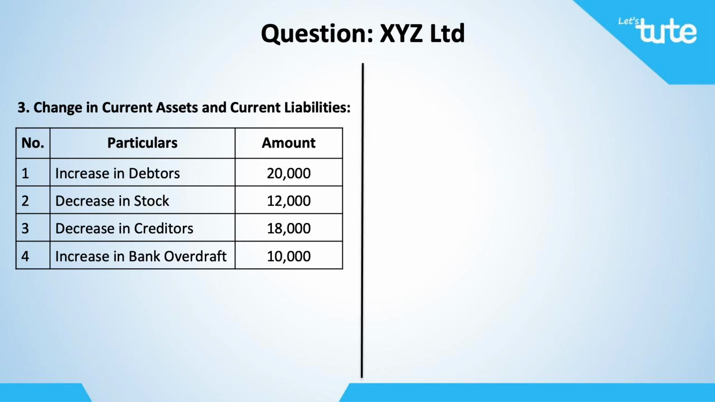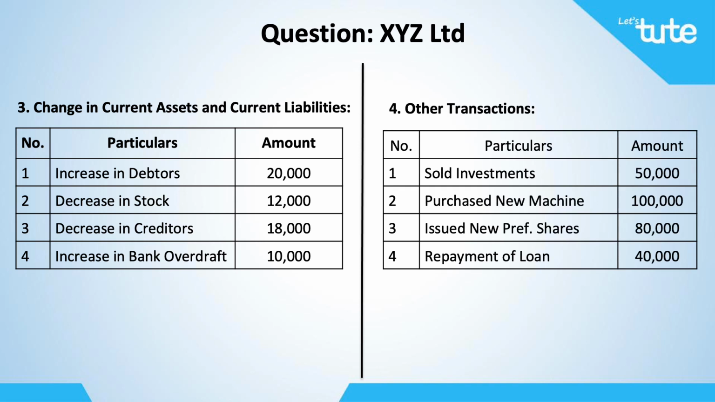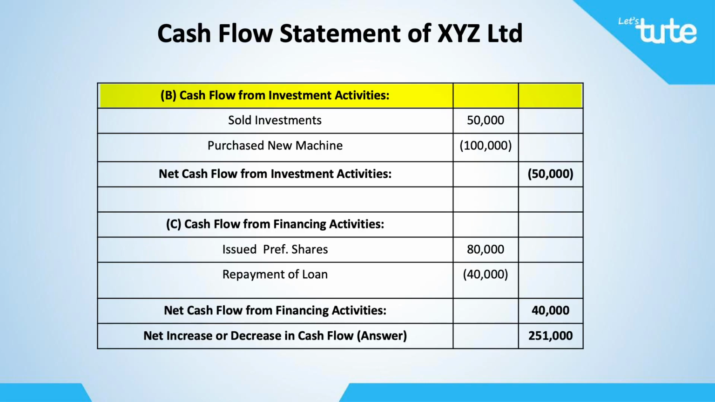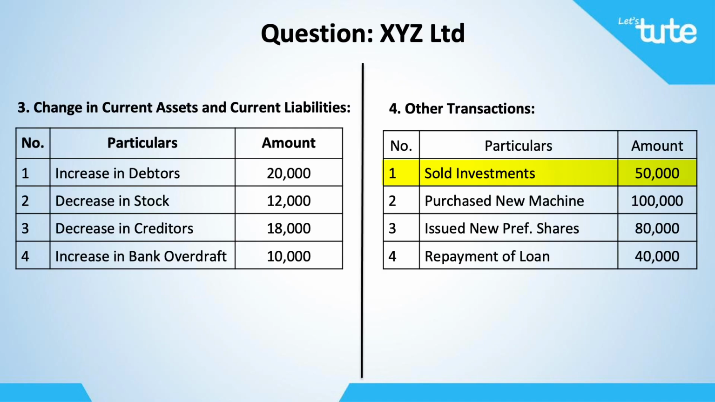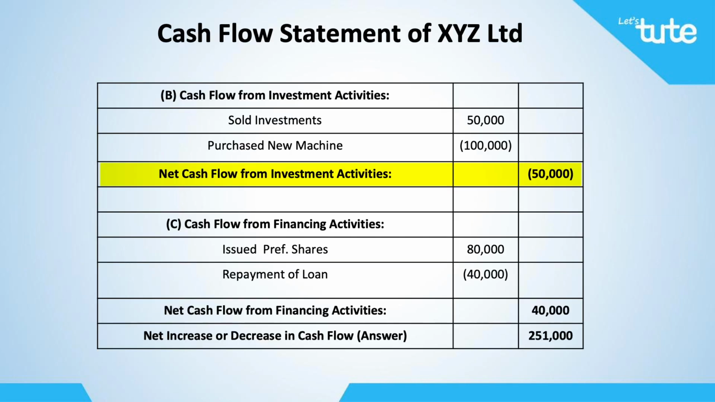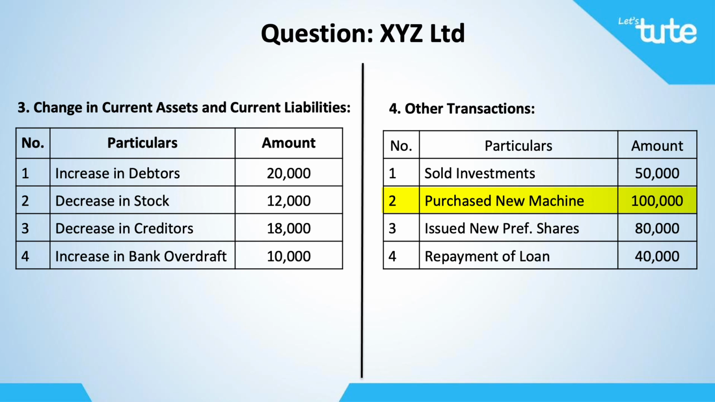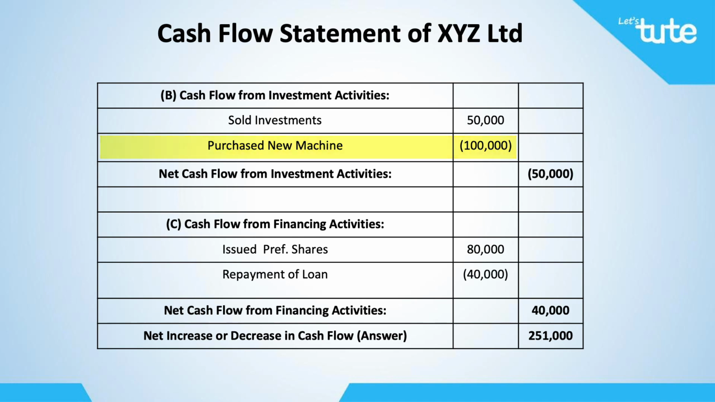Now we need to post the entries of other transactions that come under cash flow from investing activities. As we can see in the solution, the cash inflow transaction of selling investments worth 50,000 will be recorded with a positive sign, and the cash outflow transaction of purchasing machinery worth 100,000 will be recorded with a negative sign under the heading of cash flow from investing activities. By summing up these two transactions, we can get the figure of net cash flow from investing activities, which is negative 50,000.